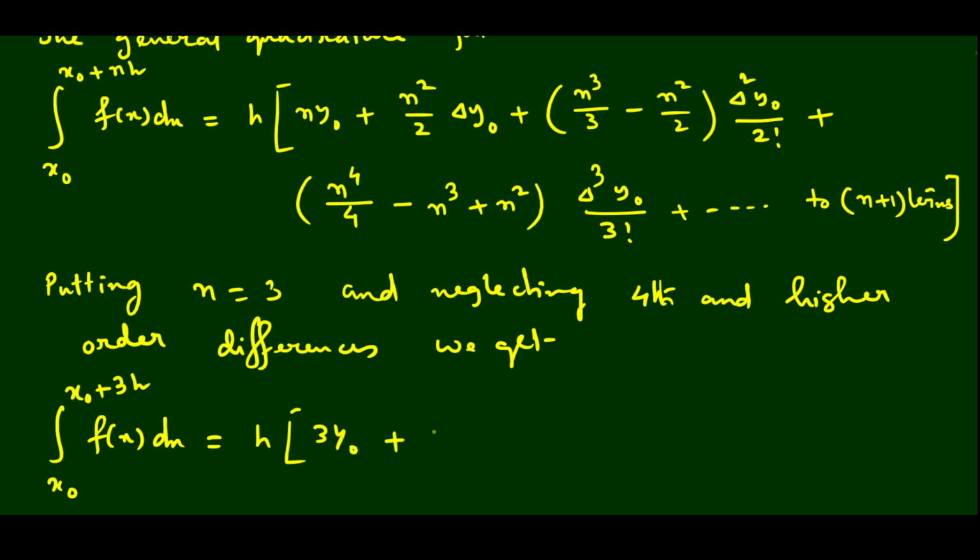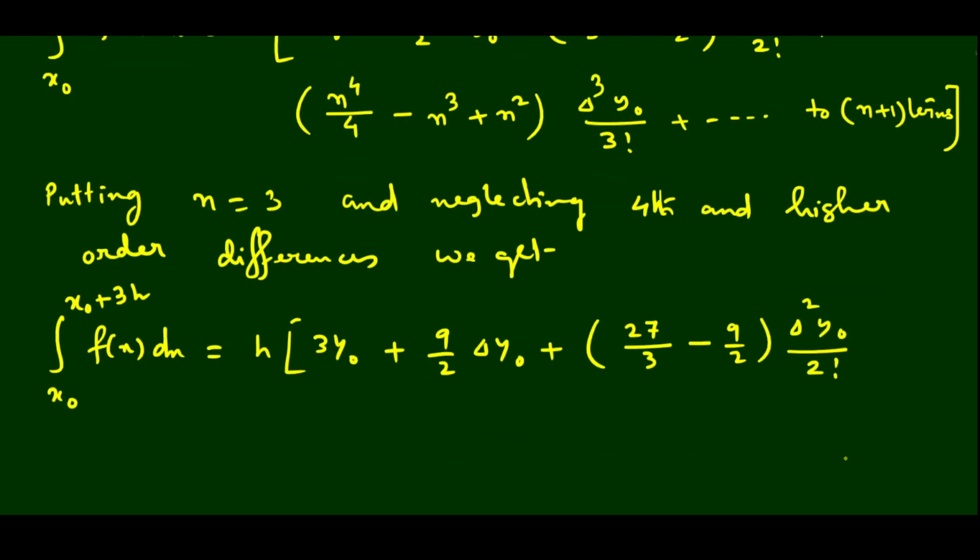The next one will be n square by 2, that is 3 square by 2, which is 9 by 2 delta y naught. Then it will be n cube by 3 minus n square by 2, that is 27 by 3 minus 9 by 2, times delta square y naught by 2 factorial. And then n to the power 4 by 4: if we put n equals 3, it will be 81 by 4 minus 27 plus 9, times delta cube y naught by 3 factorial. Other terms will not come because we have neglected fourth and higher order differences.